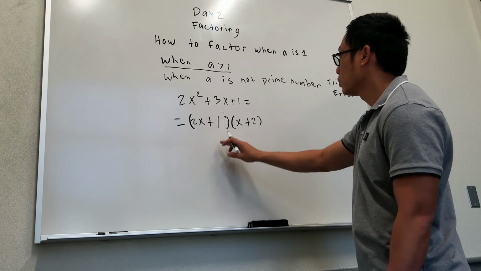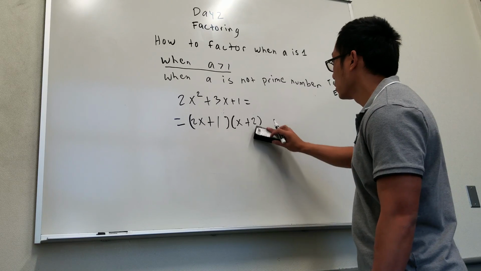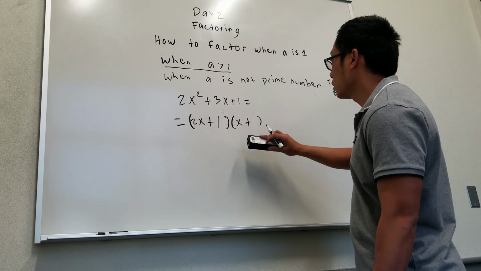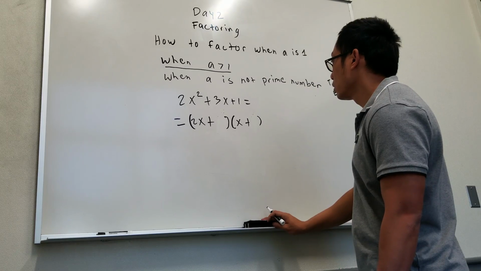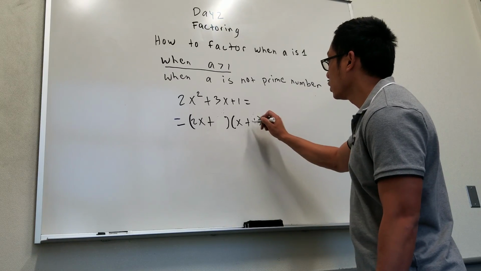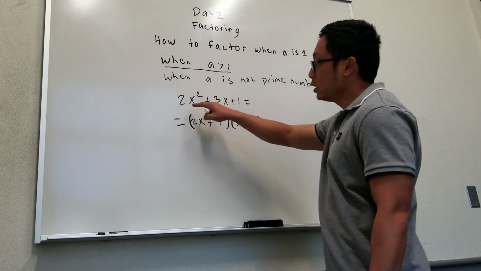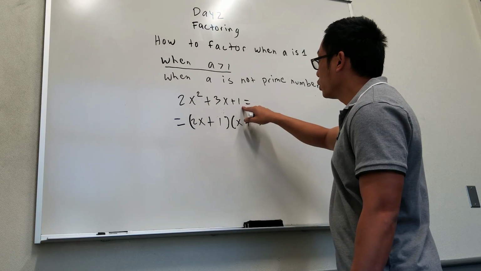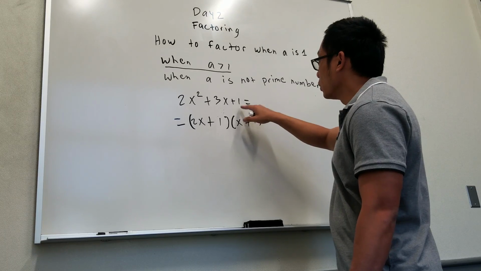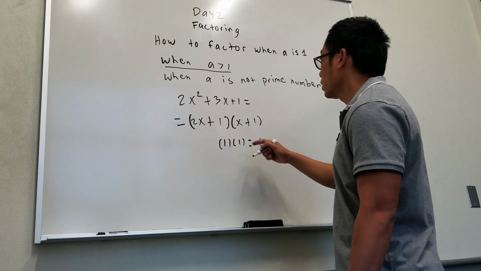So let's try it. Nope, that doesn't work either, right? So 2 and 1. Nope. So let's try 1 and 1, right? When the coefficient is greater than 1, we're just focusing on this number. What number do I need to multiply to give me 1? 1 times 1 will give me 1, right? That's one way to think about it.